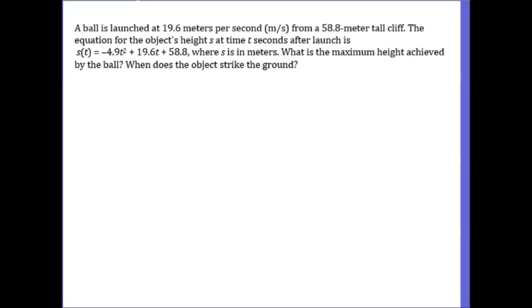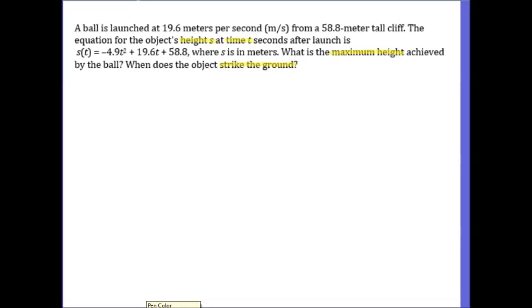In this example, a ball is launched at 19.6 meters per second from a 58.8 meter tall cliff. The equation for the object's height s at time t seconds after launch is s of t equals negative 4.9 t squared plus 19.6 t plus 58.8, where s is in meters. What is the maximum height achieved by the ball, and when does the ball strike the ground?